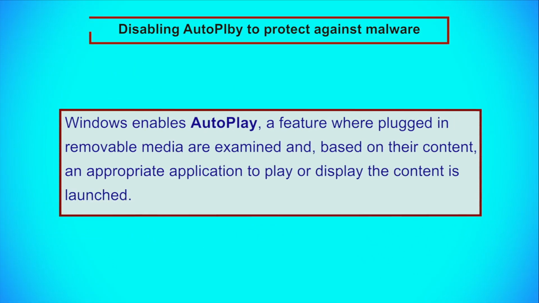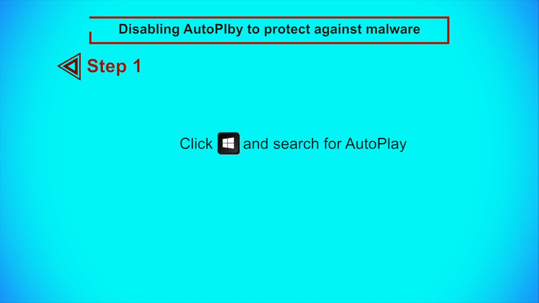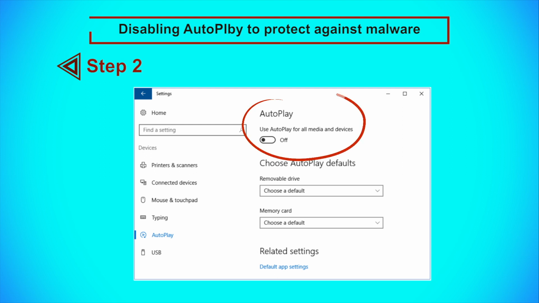Now let us discuss how to disable autoplay to protect against malware. By default, Windows enables autoplay, a feature where plugged-in removable media like USB drives or devices are examined and, based on their contents such as pictures, music or video files, an appropriate application to play or display the content is launched. Step 1. Click the Start button and search for autoplay. Step 2. Turn off Use autoplay for all media and devices.